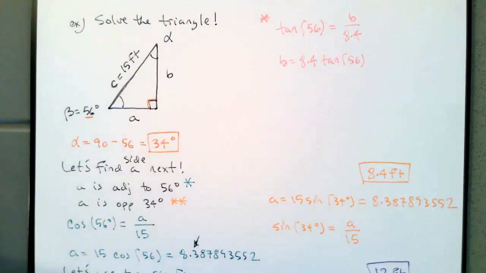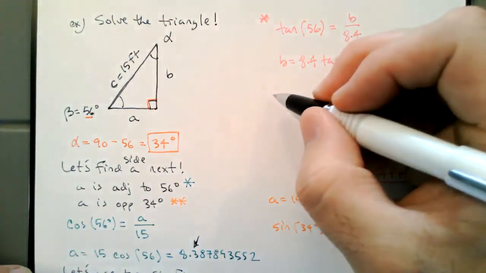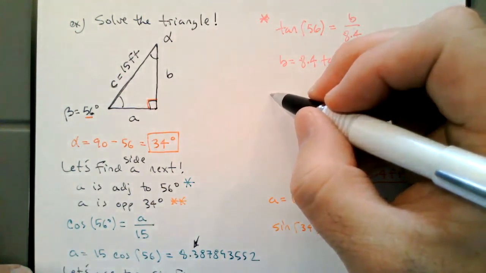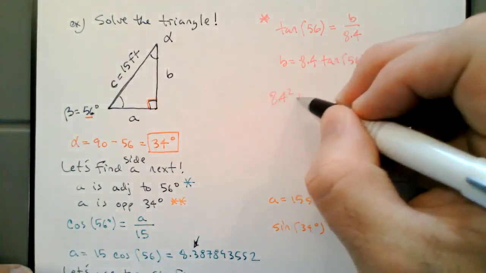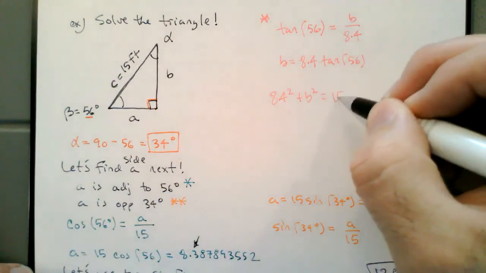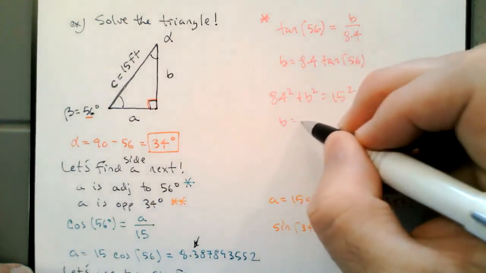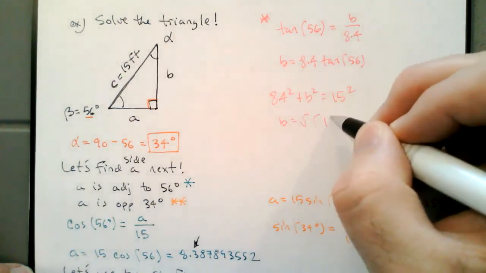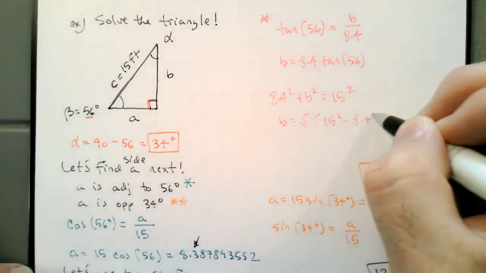The same thing would happen if we used the Pythagorean theorem. So we could have said 8.4 squared plus B squared is equal to 15 squared. So B would be the square root of 15 squared minus 8.4 squared.